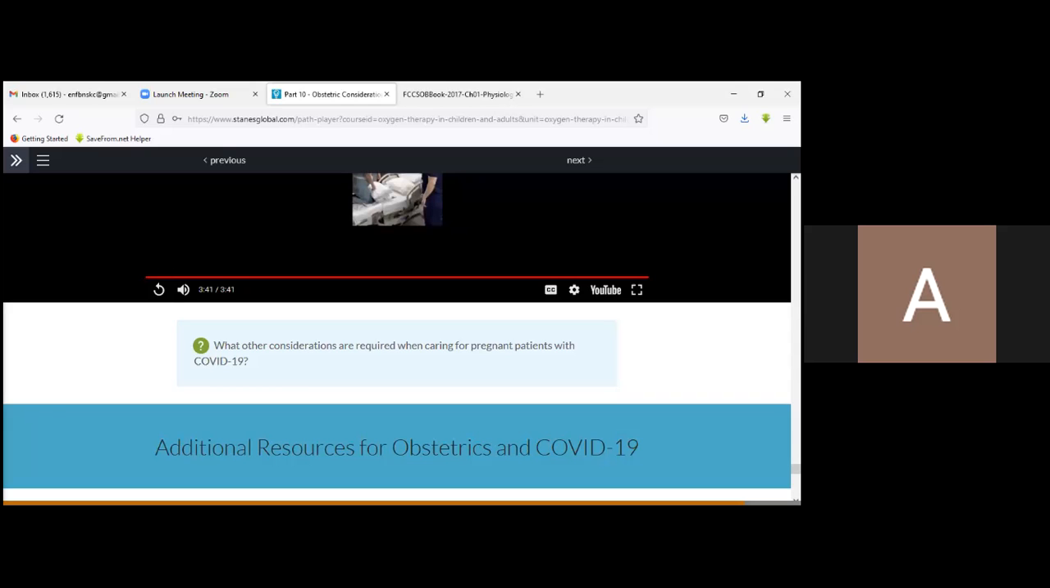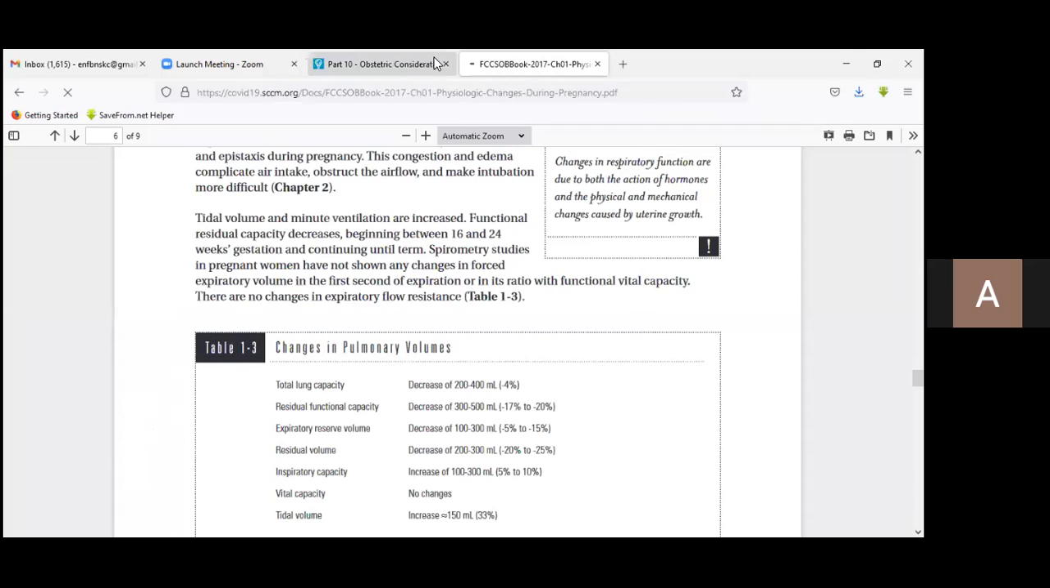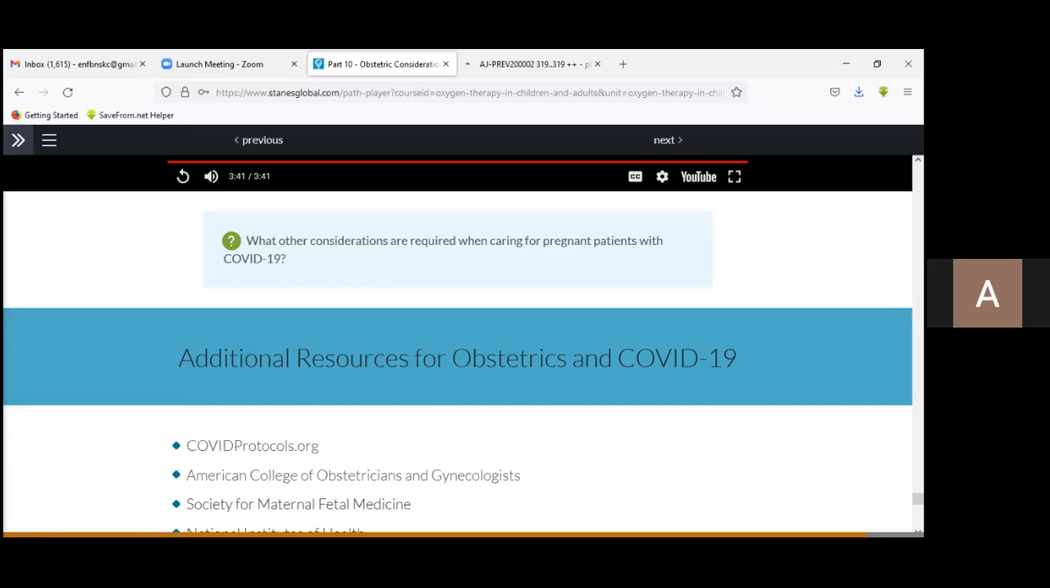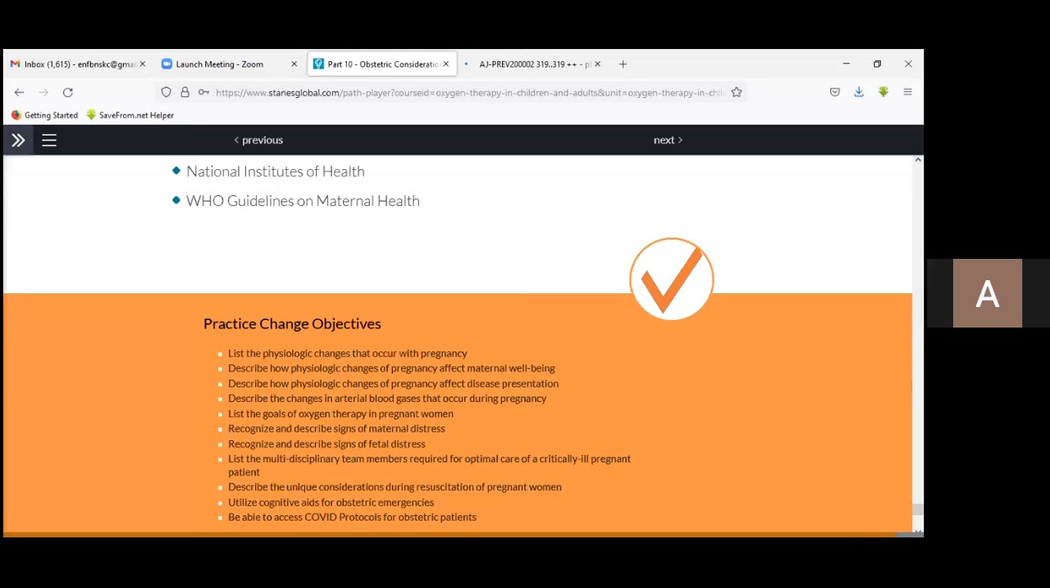Now we have been reminded that you have additional resources for obstetrics and COVID-19. What other considerations are required when caring for pregnant patients with COVID-19? I think there is a resource there. You have covidprotocols.org, the American College of Cardiologists and so on, the Society for Maternal and Fetal Medicine, and the National Institutes of Health. You can get all you need on this, including the WHO guidelines on maternal health.